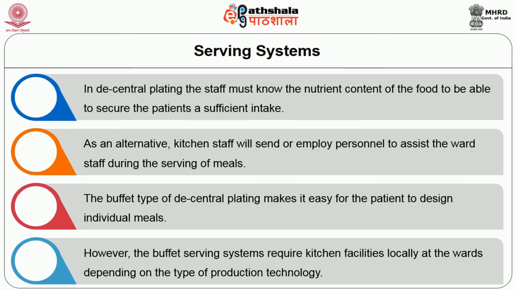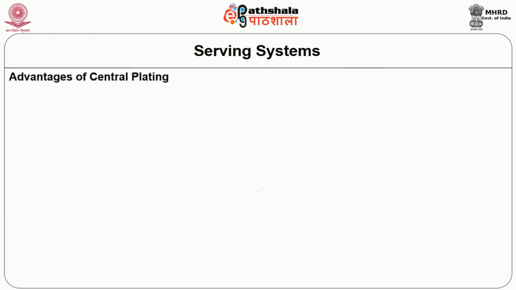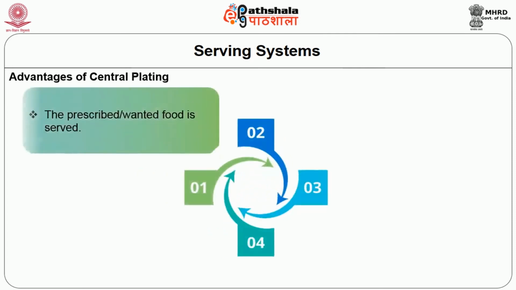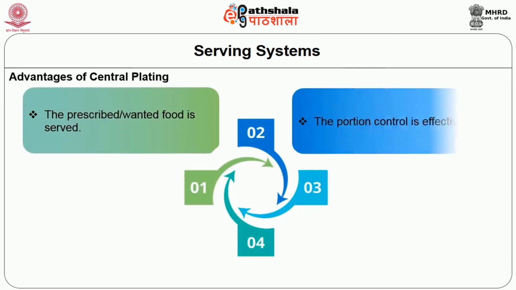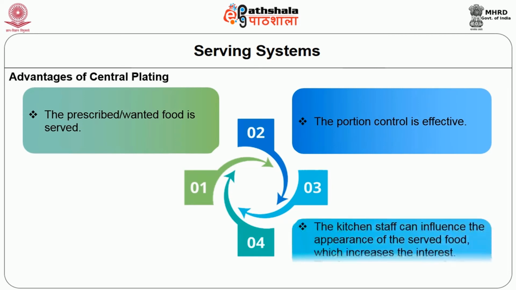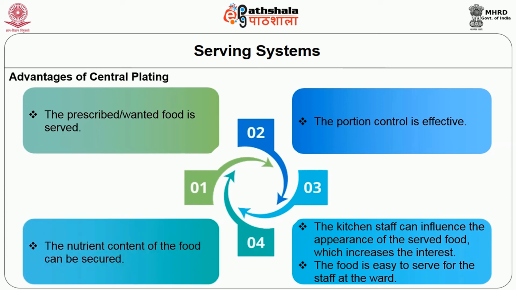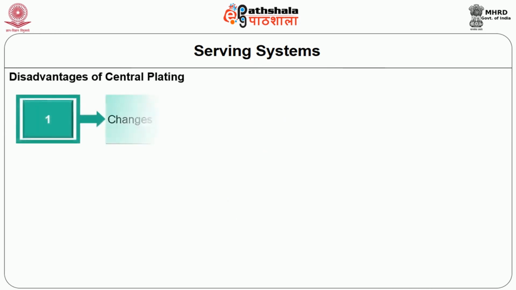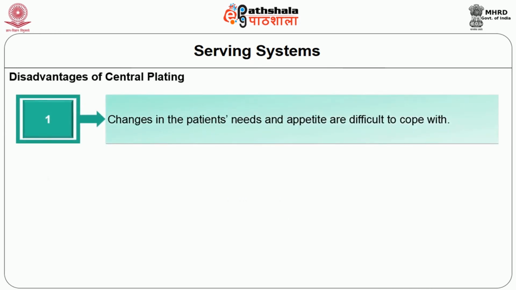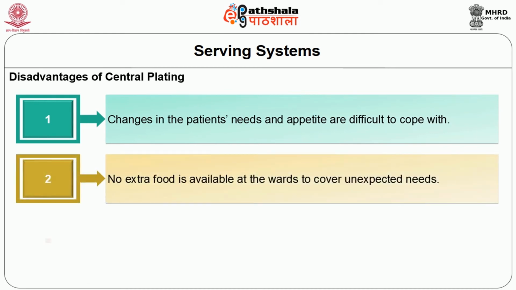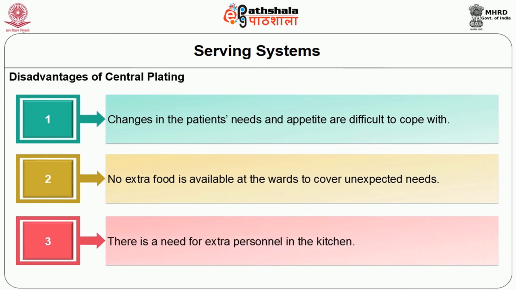The advantages of central plating are: the prescribed wanted food is served, portion control is effective, and the kitchen staff can influence the appearance of the served food, which increases interest. The food is easy to serve for the staff at the ward. The nutrient content of the food can be secured. The disadvantages are: changes in the patient's needs and appetite are difficult to cope with. No extra food is available at the ward to cover an unexpected need. There is a need for extra personnel in the kitchen.